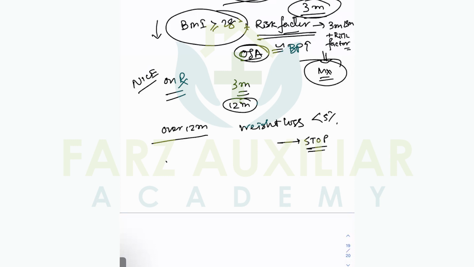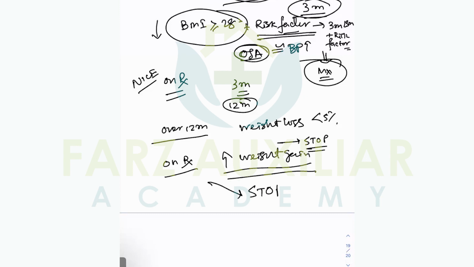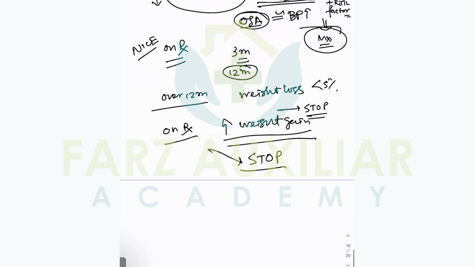Second, the patient is on medication at any time, not over 12 months, not over 3 months, anytime from the beginning, maybe 2 months, maybe 3 months, maybe 4 months, he is on medication, and all of a sudden there is secondary weight gain. Patient is again gaining weight. Again, we need to stop this medication.